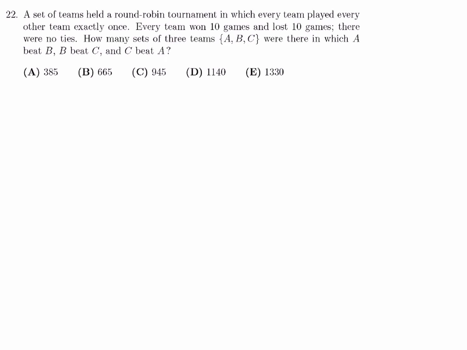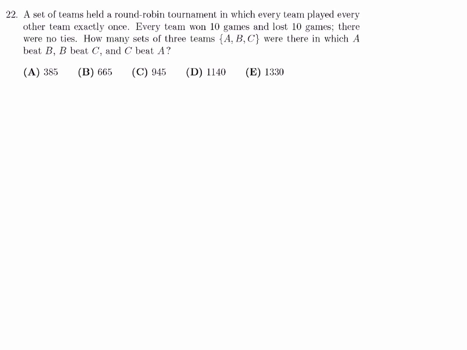A set of teams held a round-robin tournament in which every team played every other team exactly once. Every team won 10 games and lost 10 games. There were no ties. How many sets of 3 teams, A, B, C, were there in which A beat B, B beat C, and C beat A?